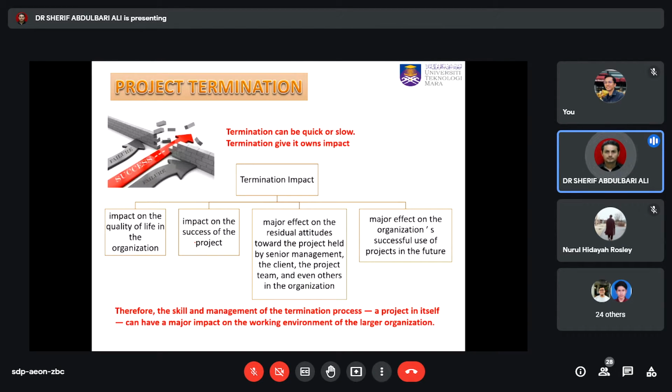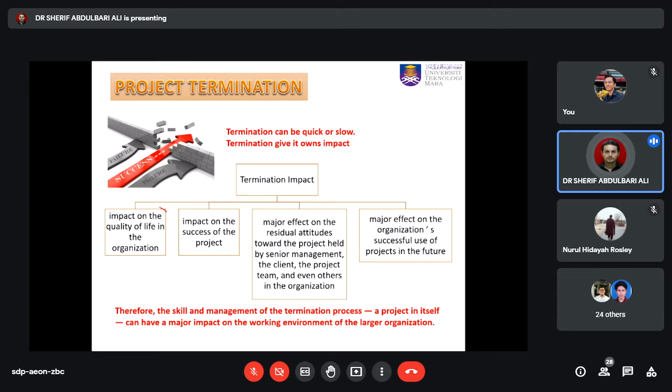Okay, so the last part of Chapter 8 is talking about project terminations. Sometimes we need to terminate projects because they are maybe not achieving the goals, or it's going to be difficult to achieve the goals, or because of some organization's policy. So if you're going to terminate a project, what's the impact of terminating a project?